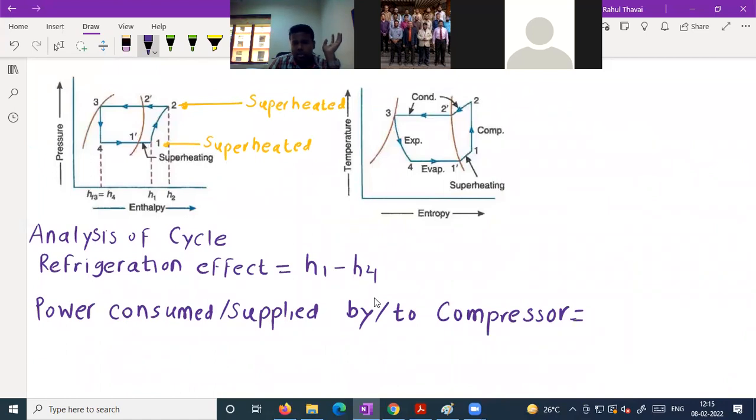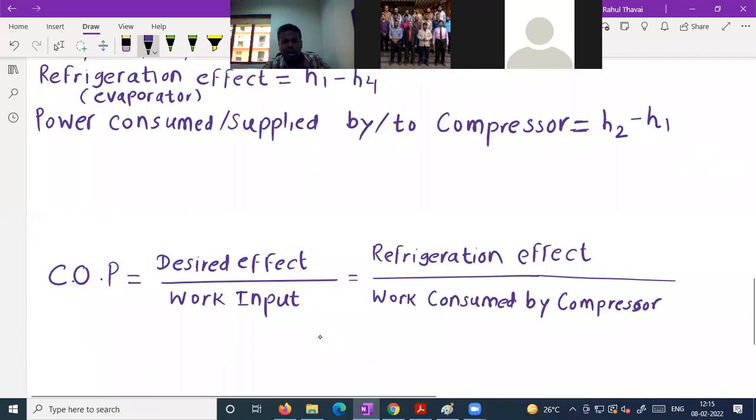I will take the difference between the enthalpy at the exit of the compressor minus the enthalpy at the inlet of the compressor. So this will give me the power consumed or supplied to the compressor, right? Is that okay? See, this I did for the evaporator, and this I did for the compressor.